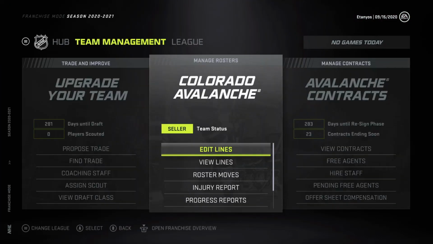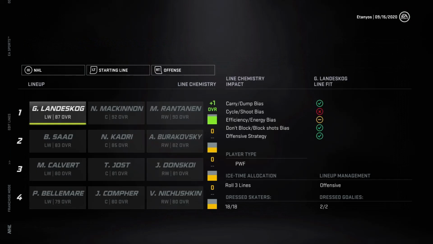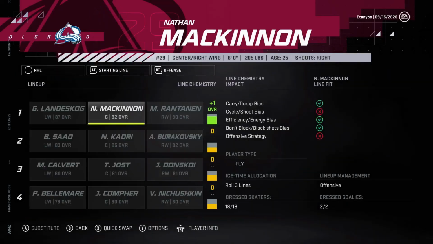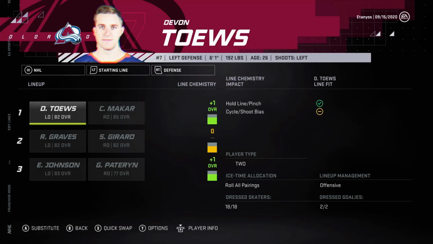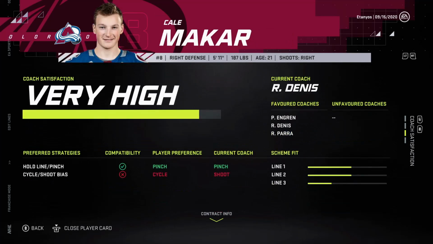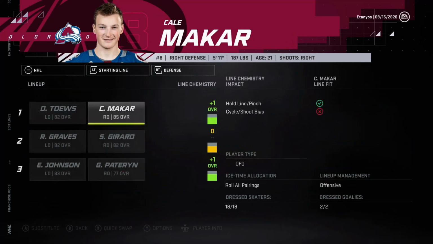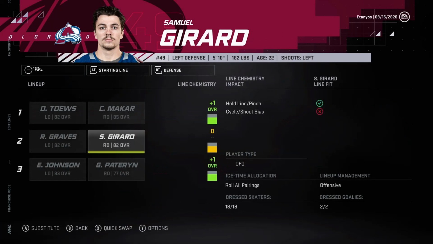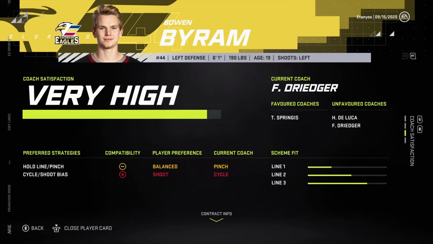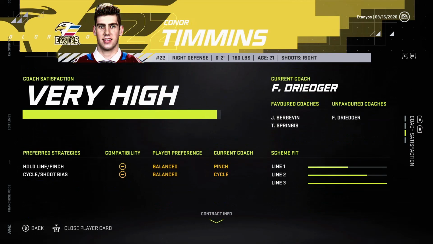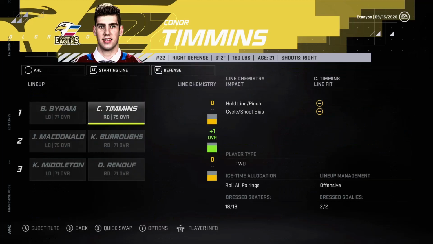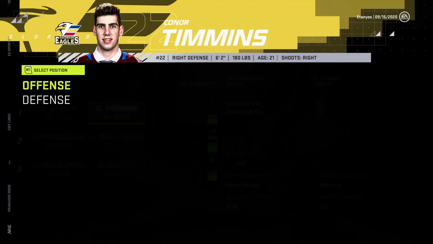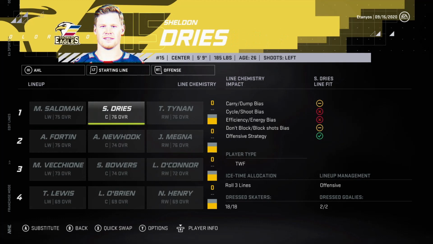Obviously, you want to build mainly around two facts: the top line needs to be maxed out on chemistry, and the second one being your two best defensemen are Cale Makar, who's a pinch and cycle, and Samuel Girard, who's a pinch and cycle. You go into the bottom end of this team, Bowen Byram is a movable asset. Connor Timmins probably could be held on to, but again, not like a do or die kind of player.